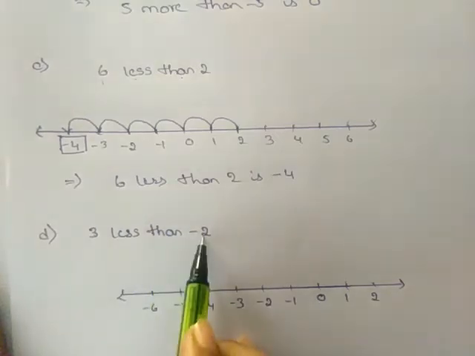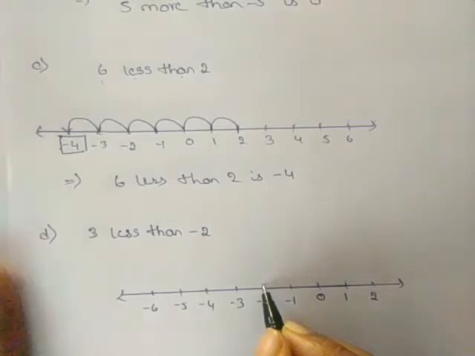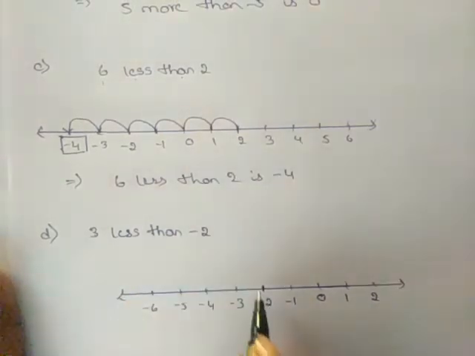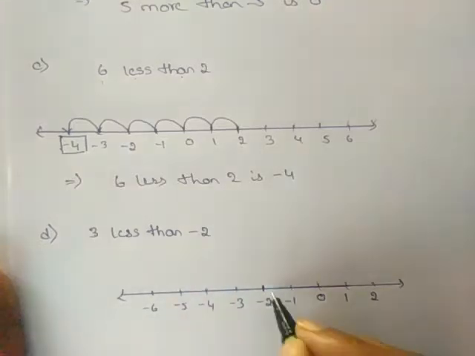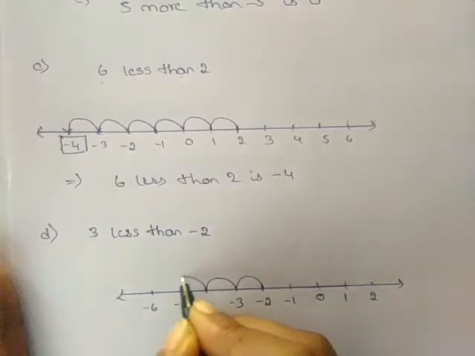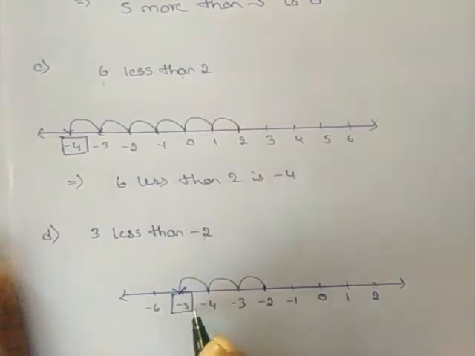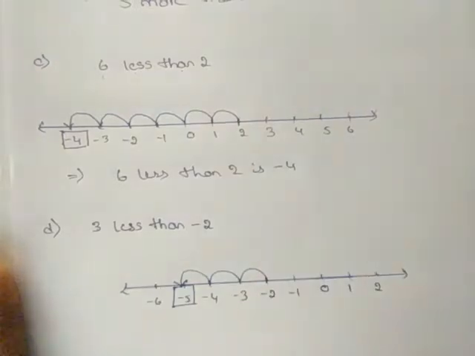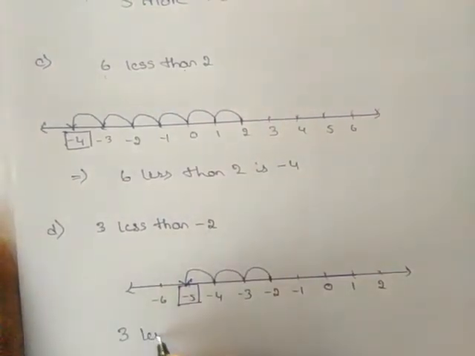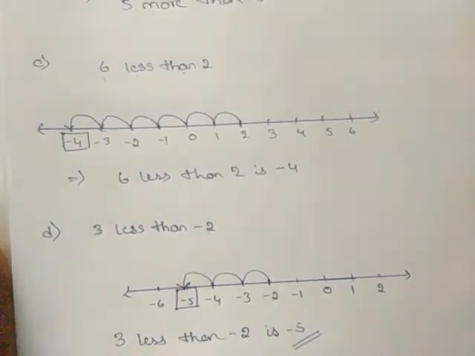D, 3 less than minus 2. Okay, from minus 2 we need to move 3 steps back. Less than they have said, right? So we need to move in a left direction from the point minus 2. 1 2 3, means now I am standing at the point minus 5. Okay, so we'll write here 3 less than minus 2 is minus 5. Okay, this completes the first main.